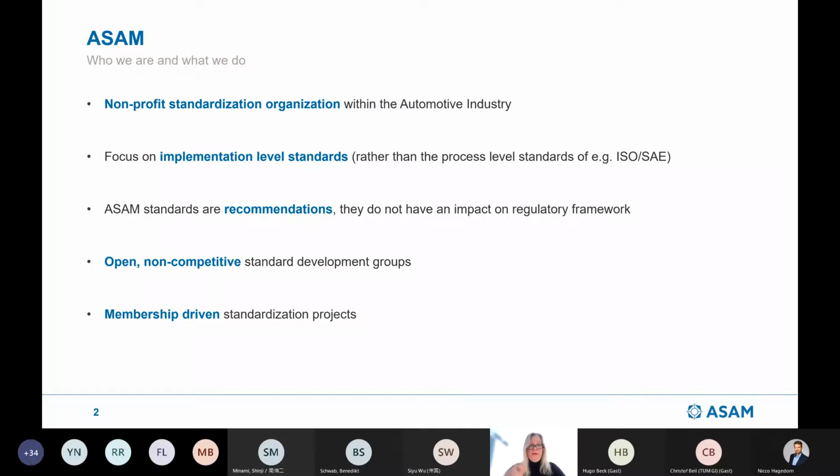Another important point here is we are membership driven. That means that everything that's done within ASAM comes from the ASAM membership. It's an idea from the ASAM membership. All requirements come from the ASAM membership. We are just the frame around it, basically, and the legal owner of the standards later on. But other than that, we are very membership driven.